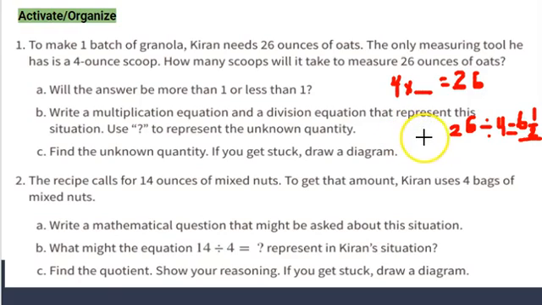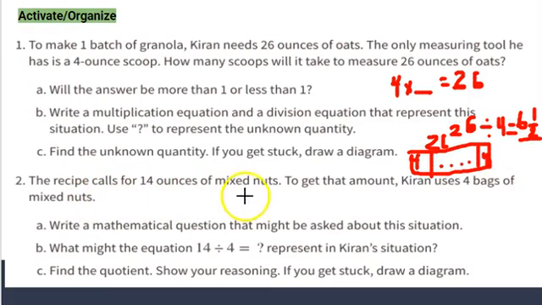And you can think of it as we have the 26 ounces. We know each one's 4 ounces in our tape diagram. We just don't know how many are going to be in here to do the 4. Well, we end up needing 6 of them and then 1/2 more to end up getting the entire 26 that we needed.